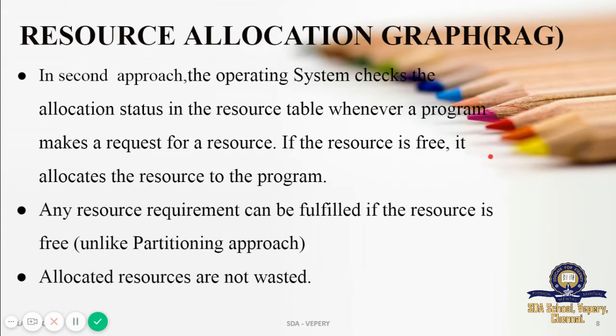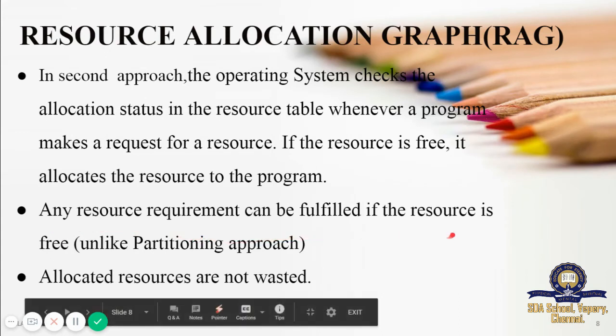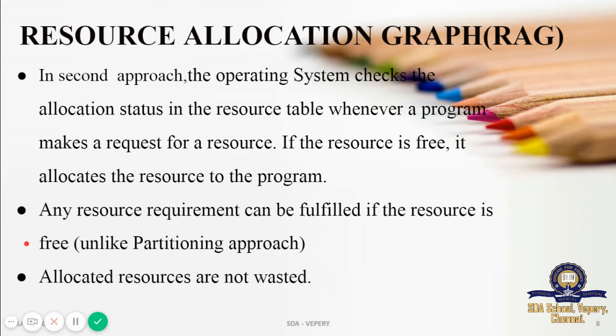Then if the resource is free, it allocates the resource to the program. This pool based approach will check the availability and it will give the system to the waiting program. Any resource requirement can be fulfilled if the resource is free, right? So whoever is waiting and needs to complete their task need not wait, so that the available system can be given to that particular process. Here there is no priority. It is just allocated according to the availability.